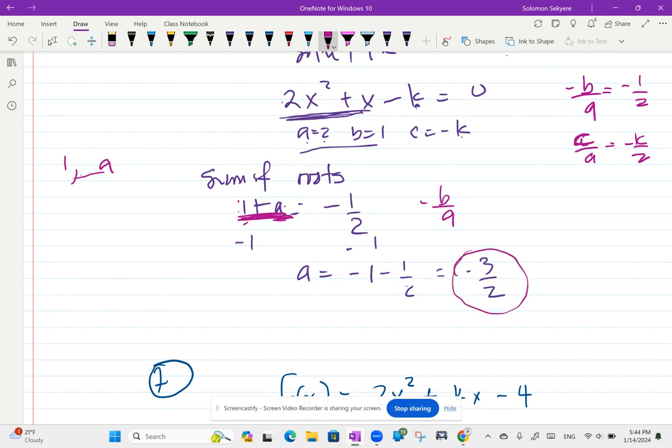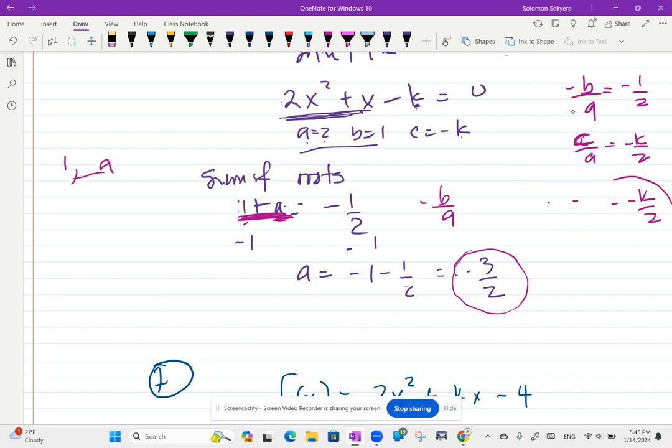You get it? Okay. We can also say the product of the roots, right? 1 times A is equal to what? C over A. But in this case, we don't know the C. So the product of the roots will not help us find our A. The sum of the roots will help us.